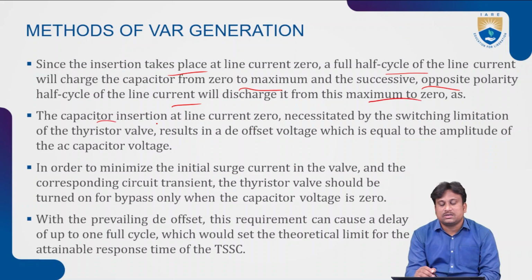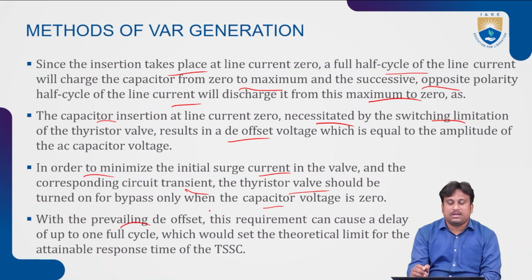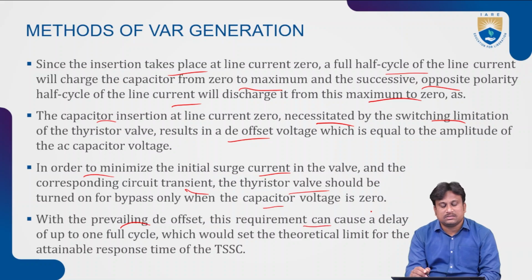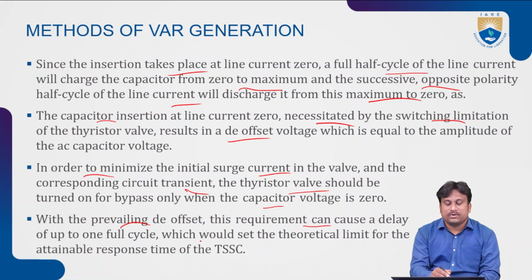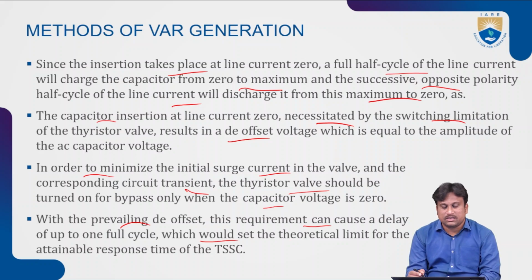The capacitor insertion at zero line current, necessitated by the switching limitation of the thyristor valve, results in a DC offset voltage equal to the amplitude of the AC capacitor voltage. In order to minimize the initial surge current in the valve and the corresponding circuit transients, the thyristor valve should be turned on for a bypassed section only when the capacitor voltage is 0. With the prevailing DC offset, this requirement can cause a delay of up to one full cycle, which is the theoretical limit for the attainable response time of the TSSC.